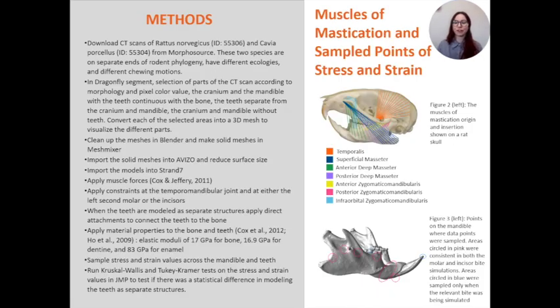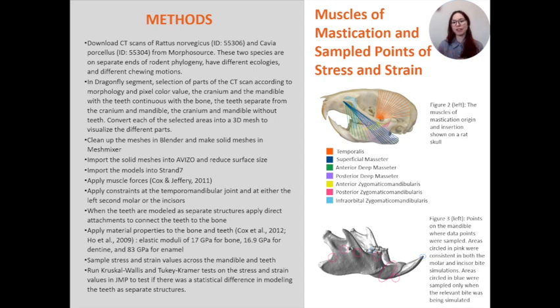To do this, I first downloaded CT scans of a rat and a guinea pig off of Morphosource. I then segmented out the cranium and the mandible with the teeth continuous with the bone. I segmented the cranium and the mandible without any teeth at all, and then the teeth by themselves. I exported these as 3D meshes, which I put into Blender to clean them up really quickly, put them into Mesh Mixer to make them solid and watertight, then put them into Avizo to reduce their surface size.